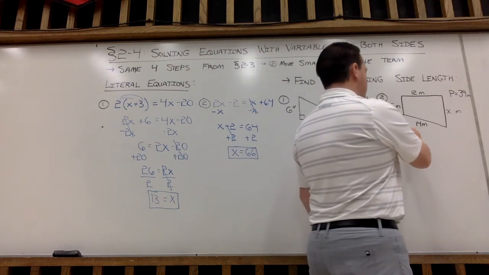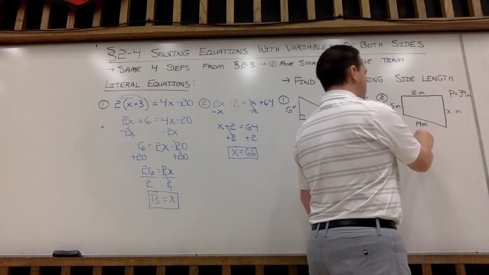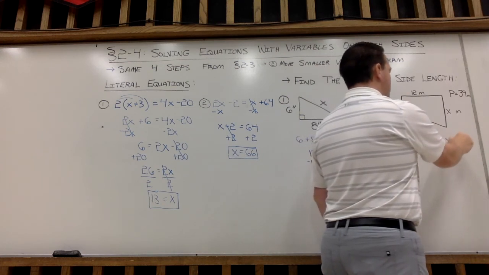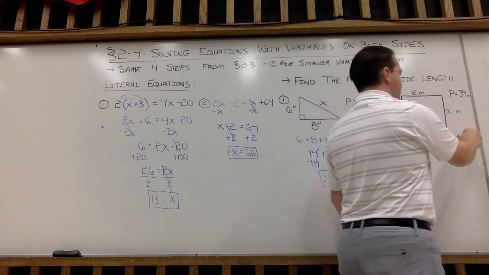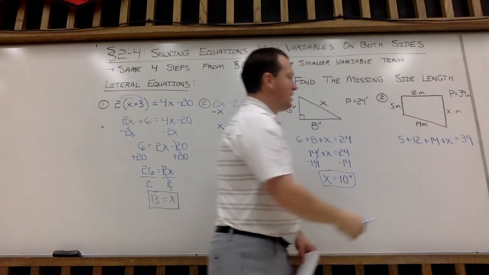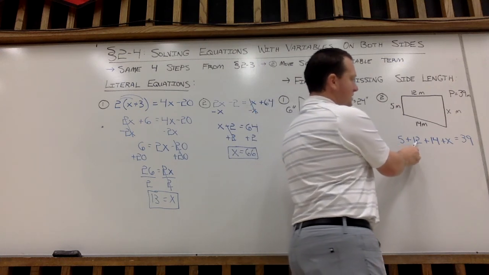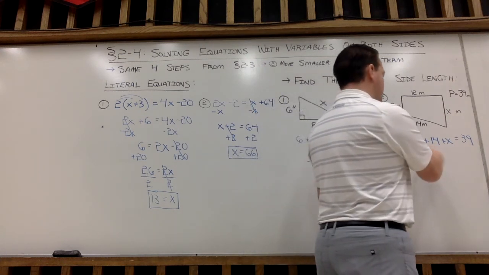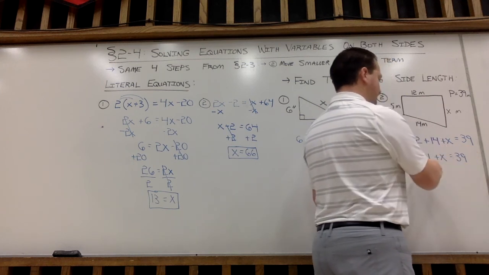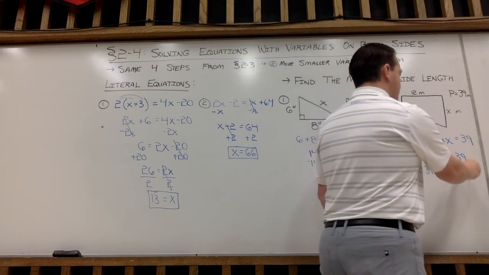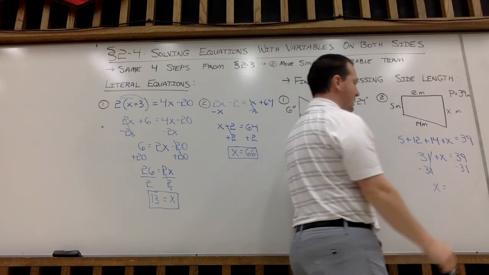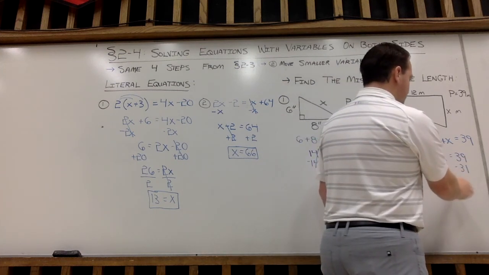We've got 5 plus 12 plus 14 plus, I don't know, has to make a total of 39 meters. So when I add the three known sides together, 5 plus 12, 17, 17 and 14 is 31, plus x will equal 39. Subtract 31 from both sides, and I'll get that missing side length here. The right side is 39 minus 31 is 8 meters.